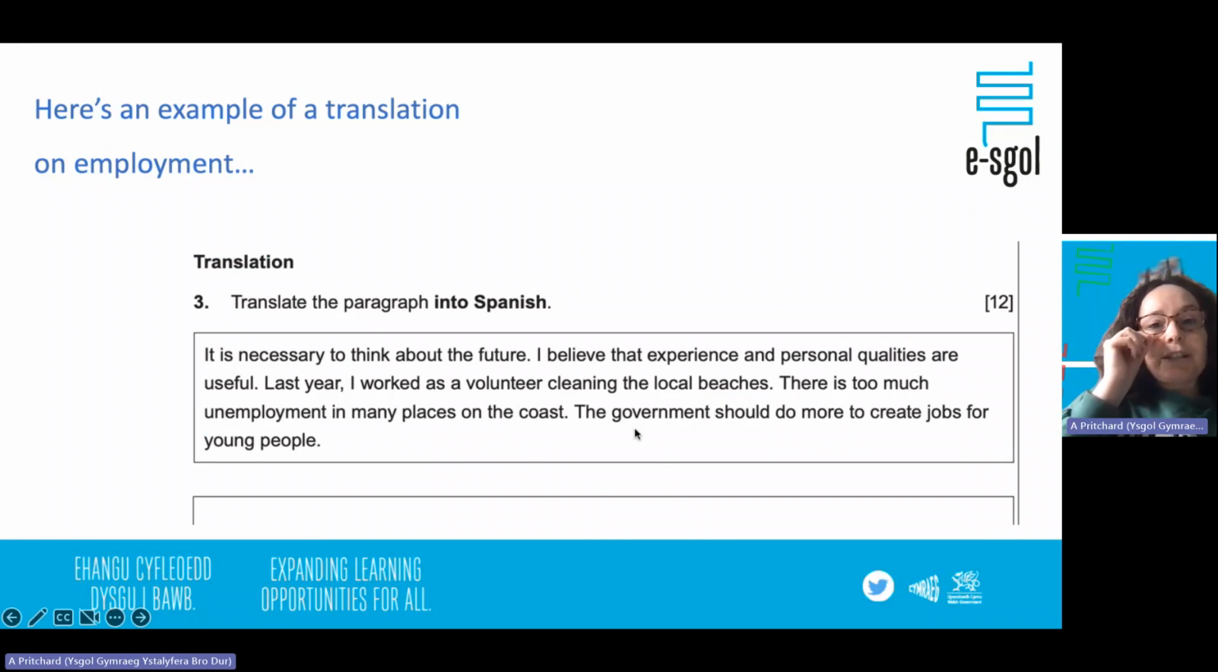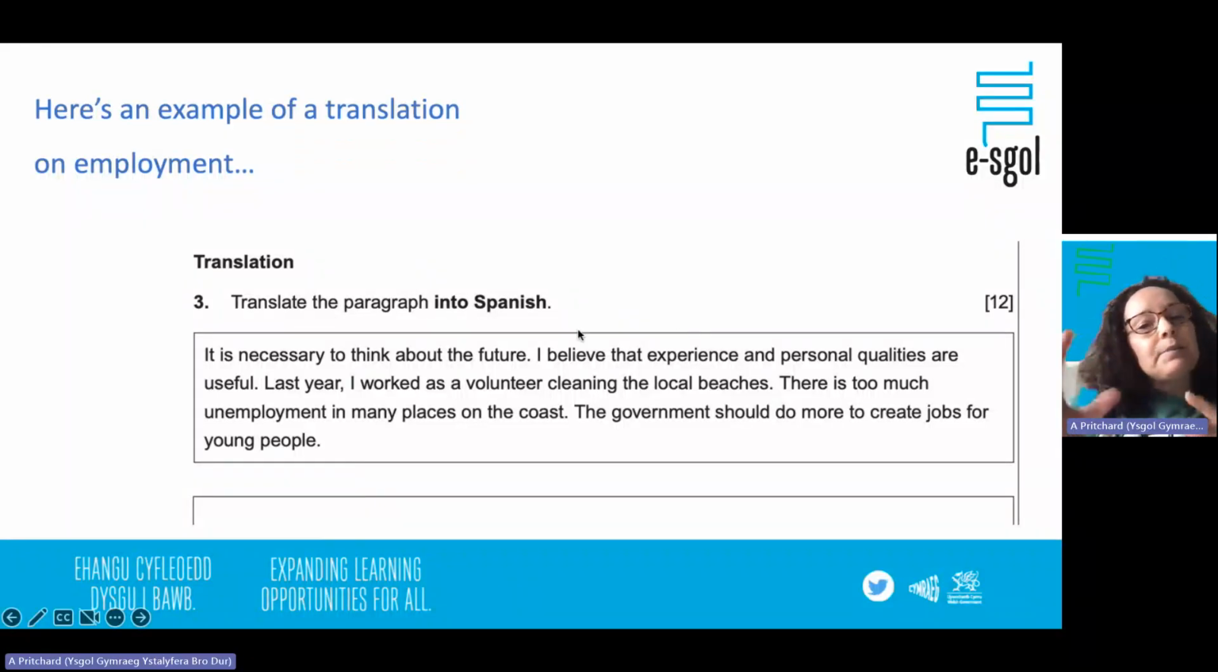And an example of a translation. So this one says, it is necessary to think about the future. I believe that experience and personal qualities are useful. Last year, I worked as a volunteer cleaning the local beaches. There is too much unemployment in many places on the coast, and the government should do more to create jobs for young people. So it's quite a tricky translation task there. It's a higher tier task.